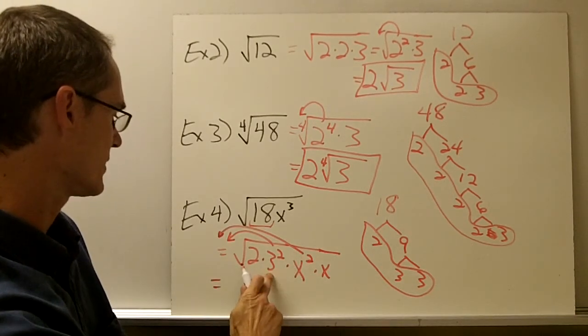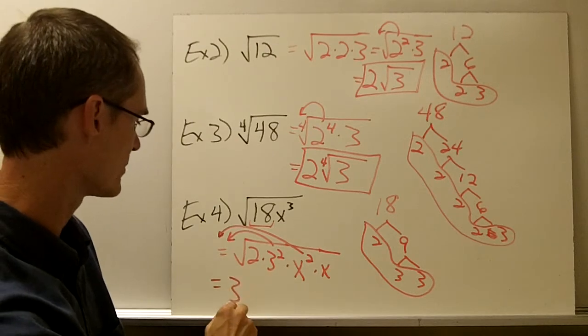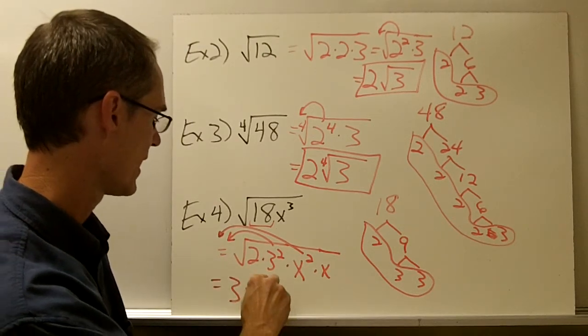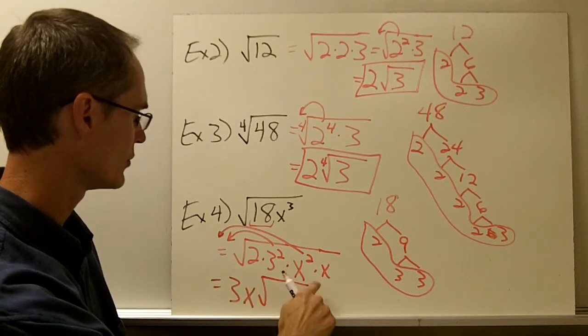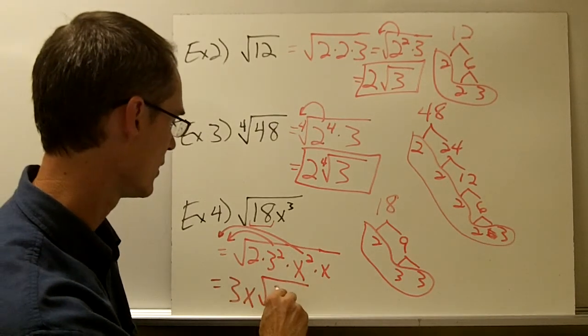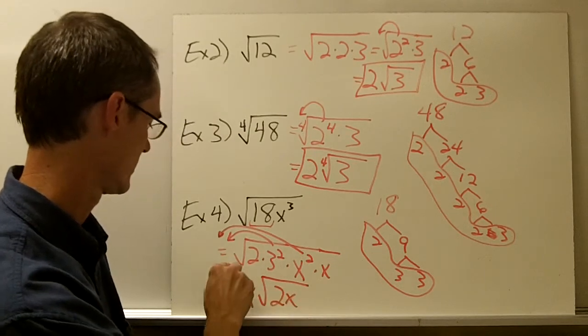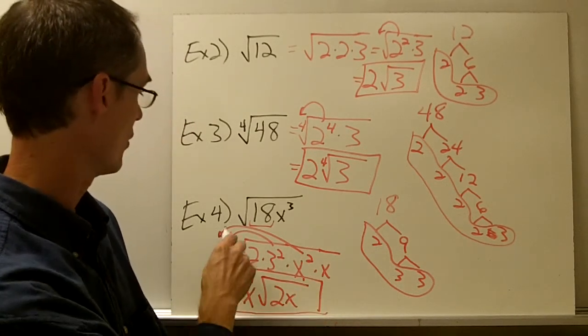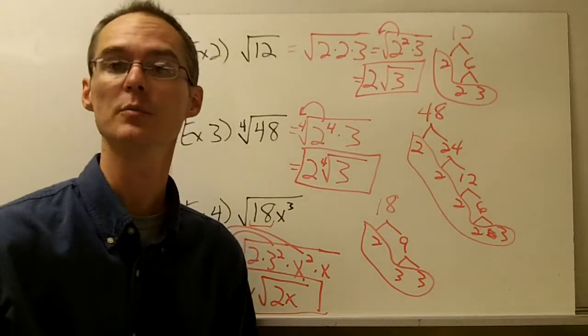So 3 squared, if I pull that one out, becomes 3. x squared, I pull that one out, becomes x. And underneath my square root radical sign, I have 2x. And that is my simplest radical form for the square root of 18x cubed.